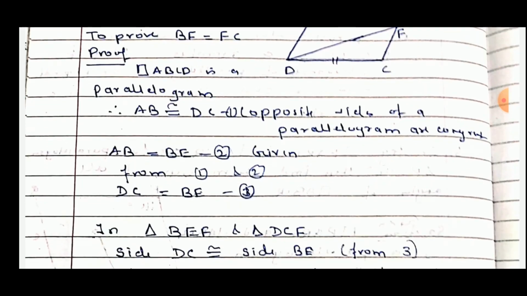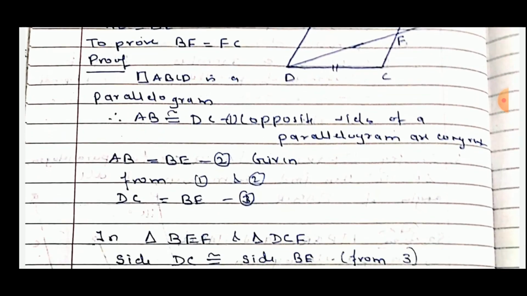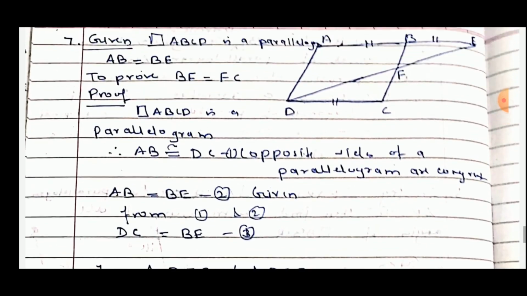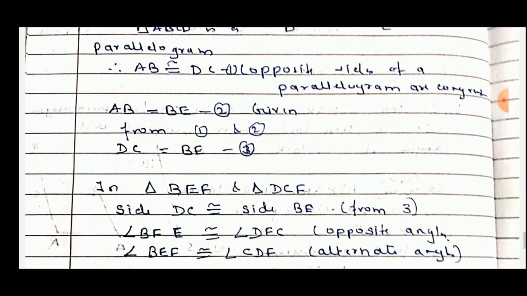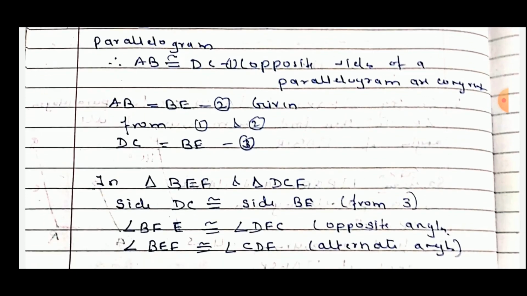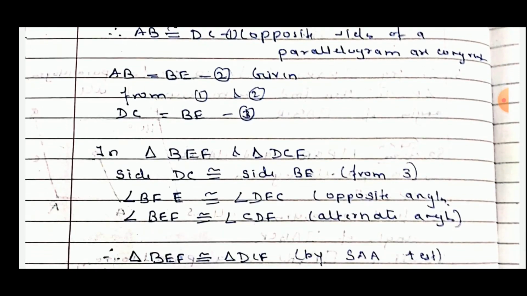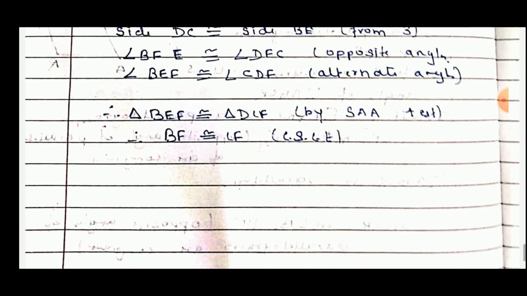In triangle BEF and triangle DCF, side DC is congruent to side BE. Angle BFE is congruent to angle DFC, opposite angles, and angle BEF is congruent to angle CDF, alternate angles. Therefore, triangle BEF is congruent to triangle DCF by SAA test, and so BF is congruent to CF, corresponding sides of the congruent triangles.